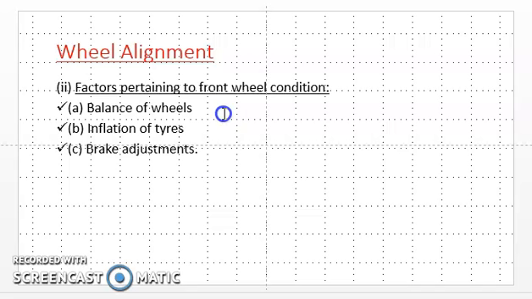So while making a wheel alignment, you have to make three things. First is front end alignment. Front end alignment means toe in, toe out should be proper. Second is thrust angle alignment, as I already discussed. And in four-wheel alignment you also have to consider setback and thrust angle. Okay, I think we have discussed this wheel alignment.